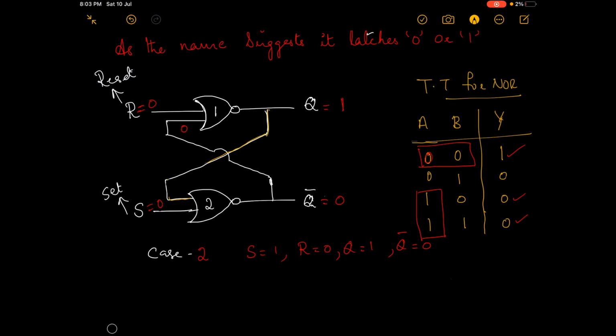That is, when you give 0 0 as the input, the output is 1. And when you give this output to the second NOR gate as the input, that is 0 and 1, you will get 0 as the output. Therefore, when you give S equal to 0 and R equal to 0, you will get Q equal to 1 and Q bar equal to 0. That means it is retaining the output here. Therefore, this works as the memory.